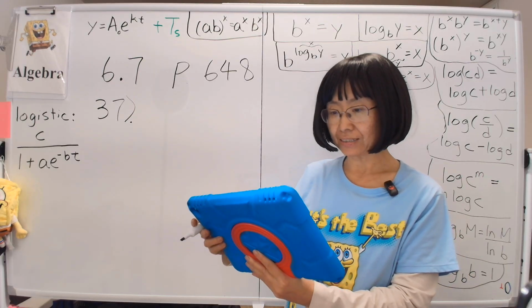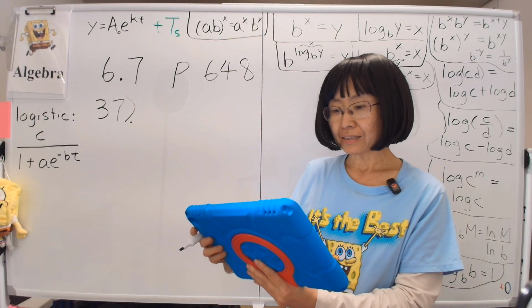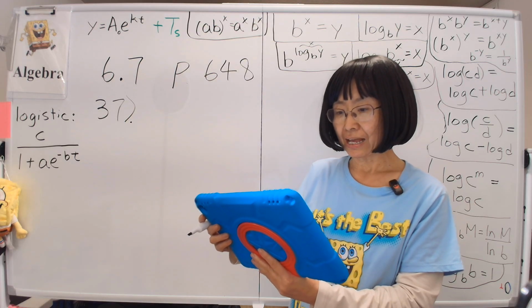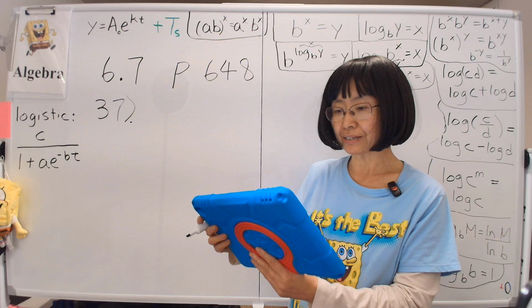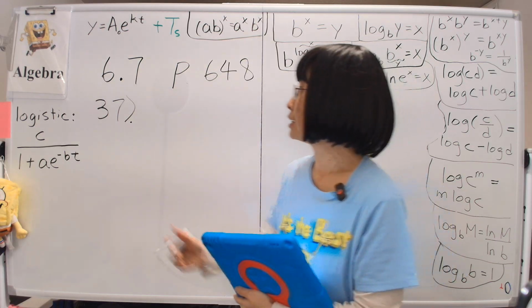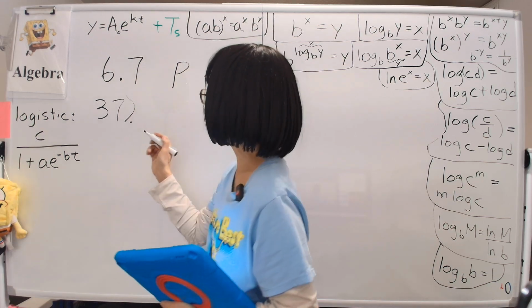37 says that there's a bacteria that doubles every 20 minutes, all right? And the initial population was 1350 bacteria, and we need to write the equation and so on. So we're going with this part of the equation, right?